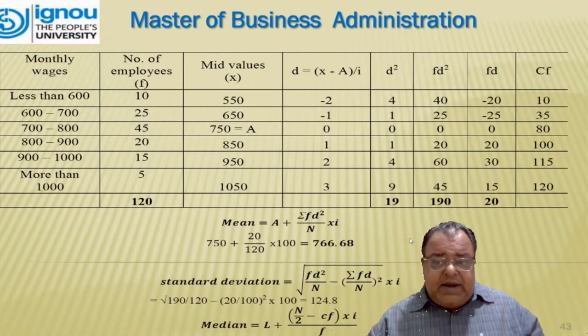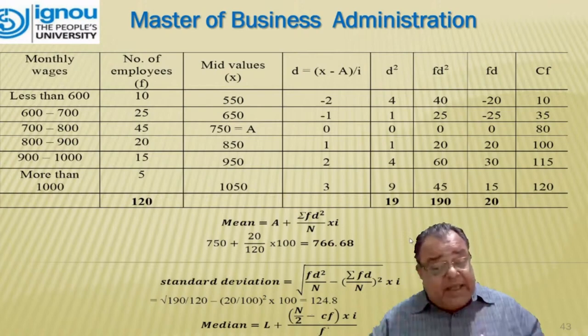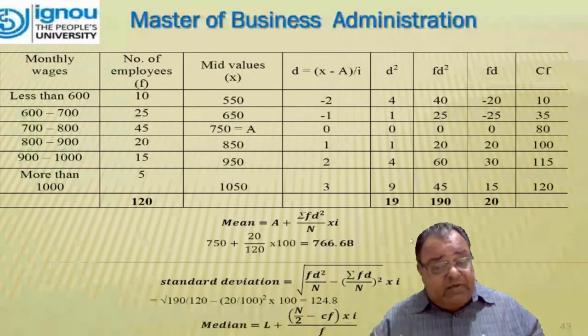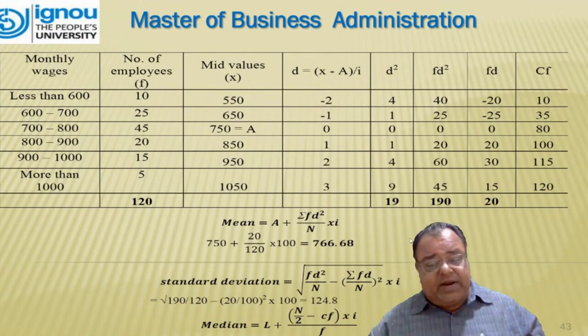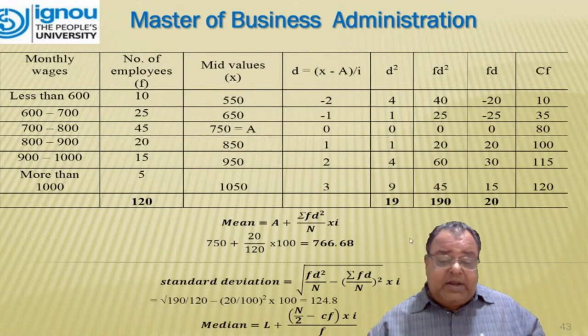Standard deviation is the square root of summation fd square upon n minus summation fd by n whole square. Don't get confused by these two values. The first value is summation fd square, that is 190 over here. And in the second one, that is summation fd by n whole square, summation fd is 20 by 120, and then the square has to be taken. And I is outside the under root. That means here I is 100. So we are going to get the value of standard deviation as 124.8.